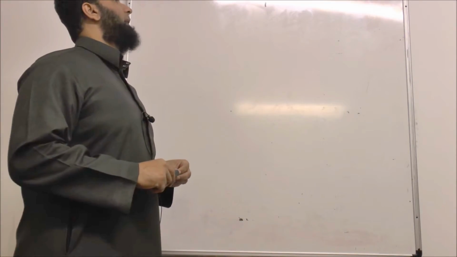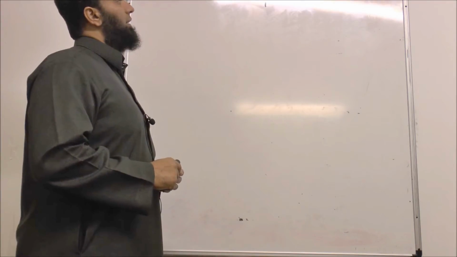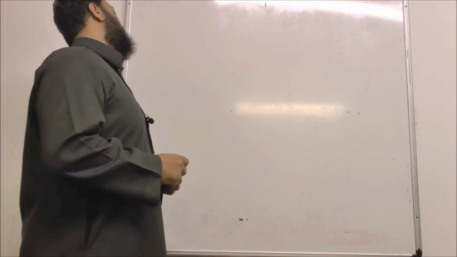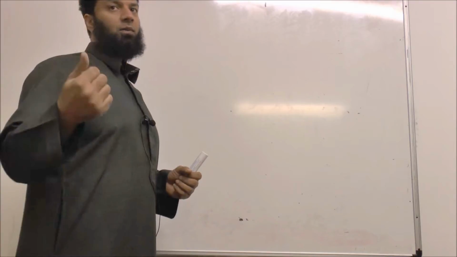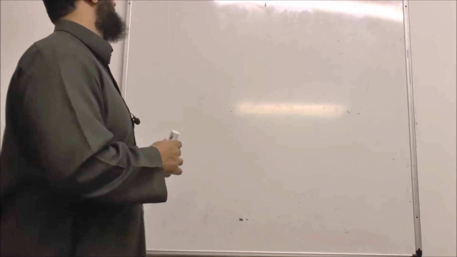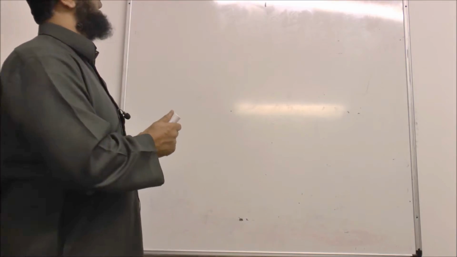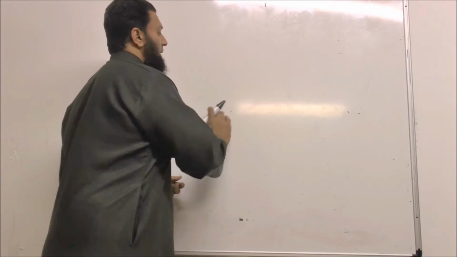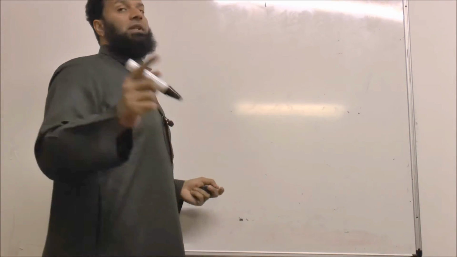In this lesson, we are going to speak about negating the verb, the fi'lun. The different methods of negating the fi'lun in Arabic. So, we begin with our first type of sentence that comprises of a fi'lun, a verb.